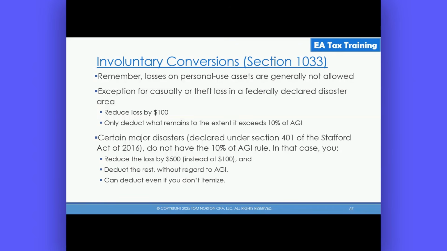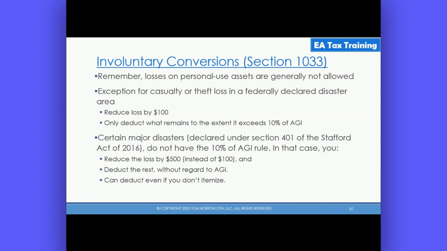So let's say your adjusted gross income is $100,000. 10% of that is $10,000. So you would be able to deduct $9,900 of that amount on your taxes as an itemized deduction. For certain major disasters, those are disasters that are declared under Section 401 of the Stafford Act of 2016. So these basically have to be declared by Congress.